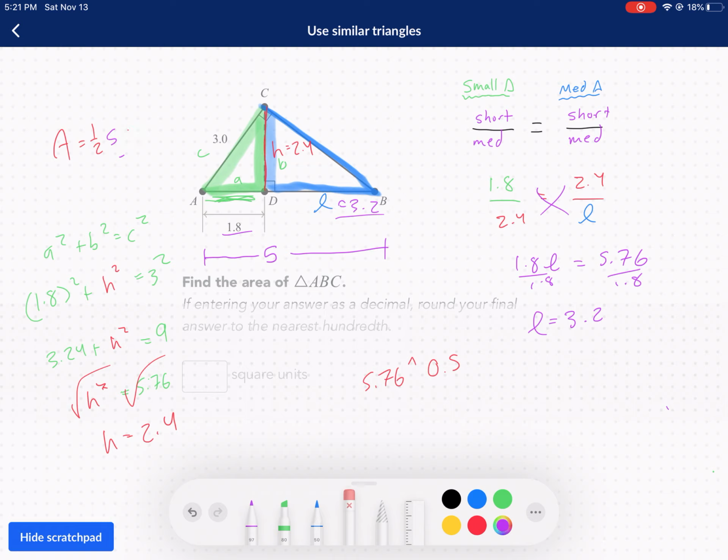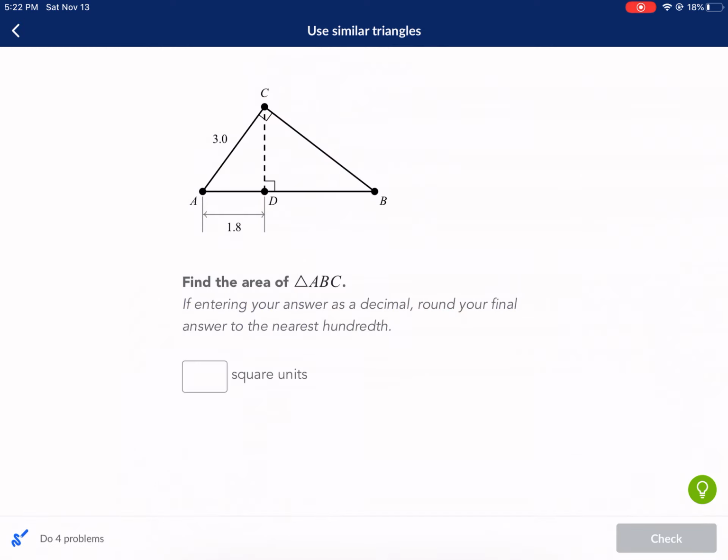That is 2.4. And we just do 1/2 base times that height. Okay, so let's go 5 times 0.5, or 1/2 times 2.4. And I get 6. What do you know? Nice even integer here. 6 square units. And there we go, 6 square units.